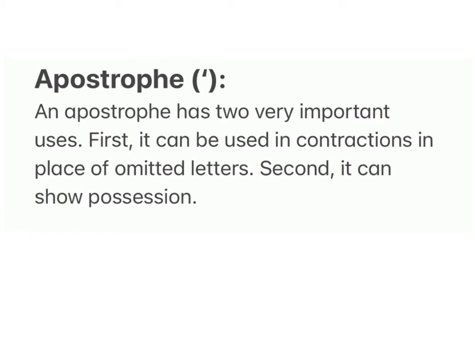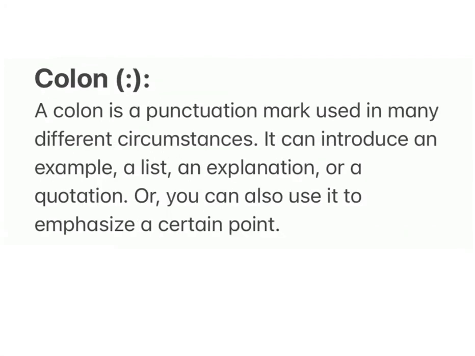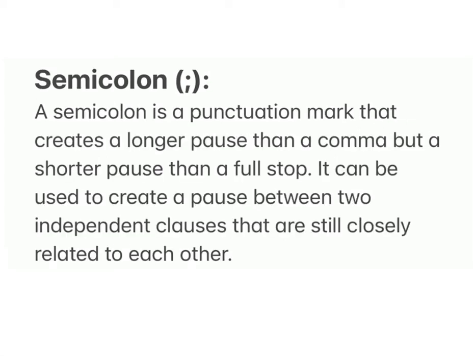An apostrophe has two very important uses. First, it can be used in contractions in place of omitted letters. Second, it can show possession. A colon is a punctuation mark used in many different circumstances. It can introduce an example, a list, an explanation, or a quotation. Or, you can also use it to emphasize a certain point.